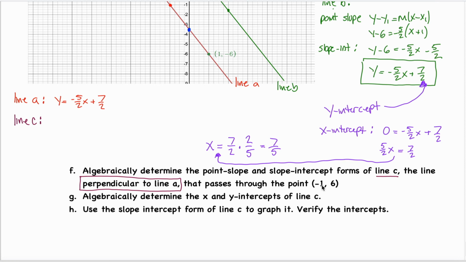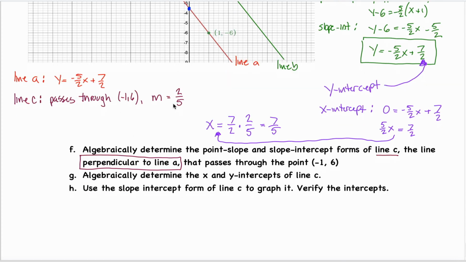So for line C, we know it goes through the point (-1, 6), and we know its slope because it's perpendicular to line A, so its slope is the negative reciprocal of -5/2. So instead of being negative, now it's going to be positive, and instead of being 5/2, now it's going to be 2/5. I know one point and the slope, so I can get point-slope form, which I can then turn into slope-intercept form, and then I can be done.